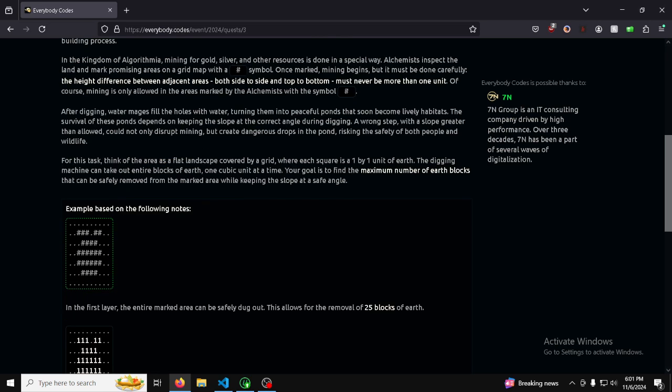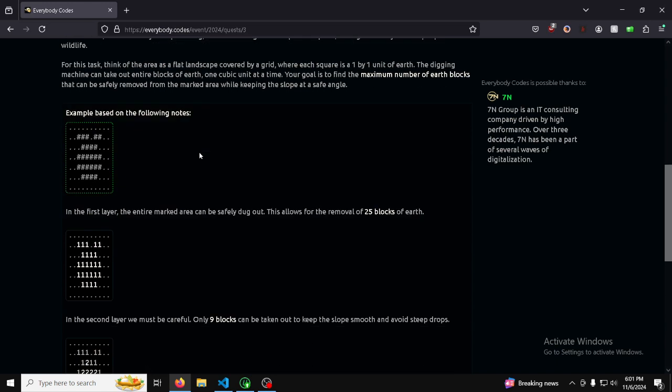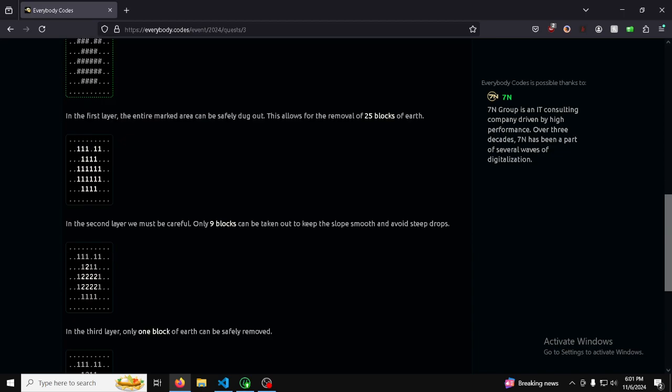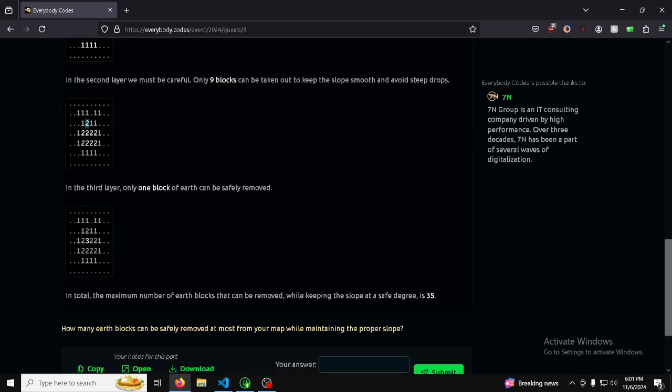Okay, think of the area. Maximum number of earth blocks are going to move from the area, keeping the slope at a safe angle. Okay, so I go through all of these. I guess the first layer was one. Then all of them again, and I'm like, okay, how many can I get it to? And that's basically the difference between it and its neighbors is one. Oh, okay, this is getting difficult.